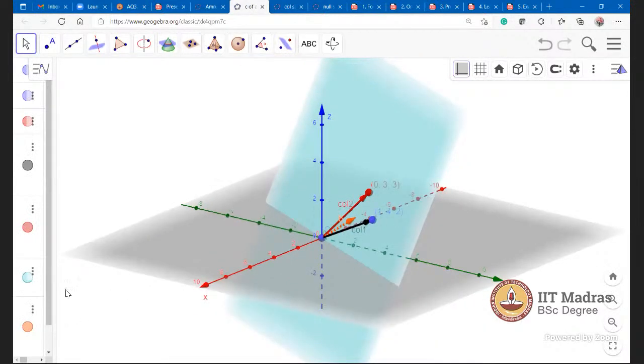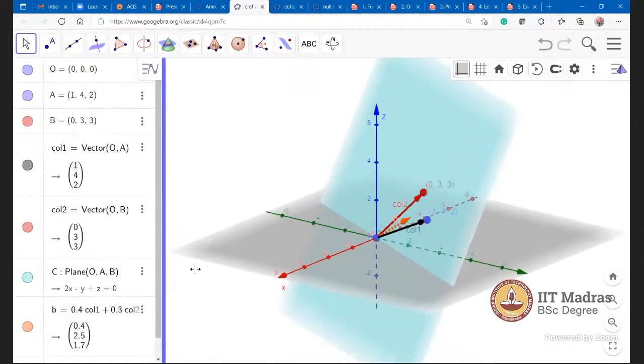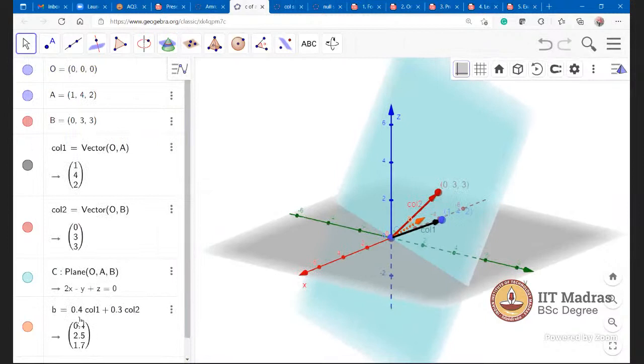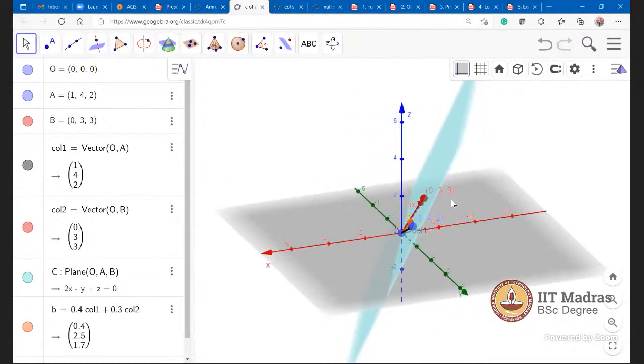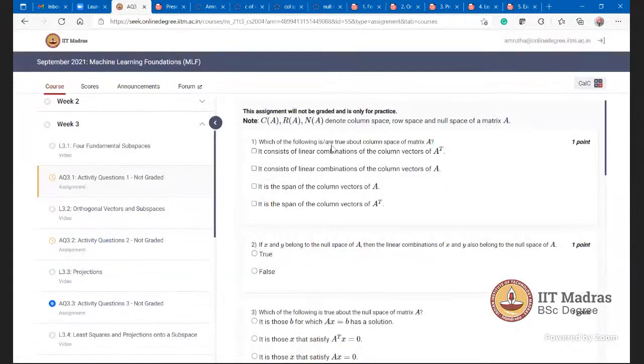So this B is a linear combination of these columns. Any multiplication by any scalar gives you a space. So this vector B also lies in the column space of this matrix. Let's return to the question. The column space of matrix A consists of the linear combinations of the column vectors of A, and it is the span of the column vectors of A.